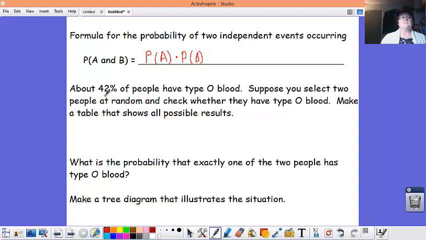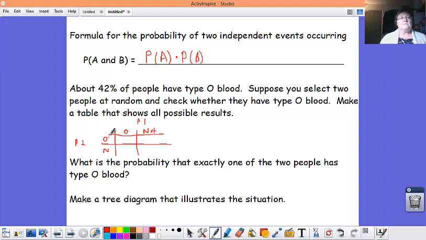About 42% of people have type O blood. Suppose that you pick two people at random, and you check whether or not they have O blood. We want to make a table that shows all the possible outcomes. So we have person 1, and they either will have O or not. We have person 2, and they either will have type O or not. And let's see if we can put some probabilities in here for these events, and then we'll look at some totals as well.